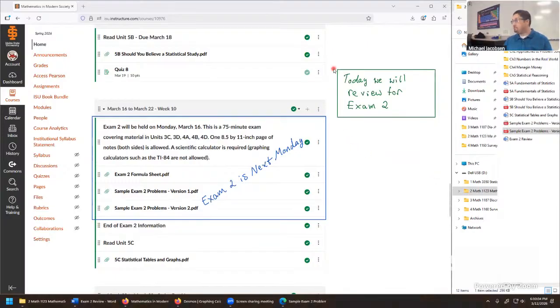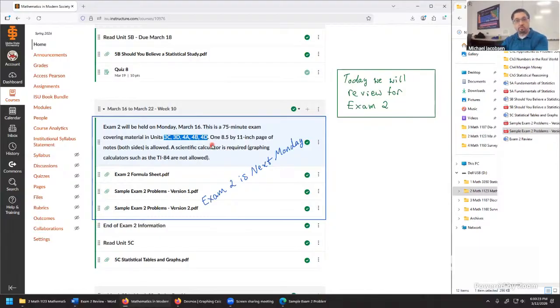Welcome back, everyone. So now we're going to do our second exam review, the one for exam two. Exam two is going to be next Monday, like we discussed, over these specific units. And the same strategies that we discussed are still relevant to studying for this exam, same for exam three and the final exam and so on.